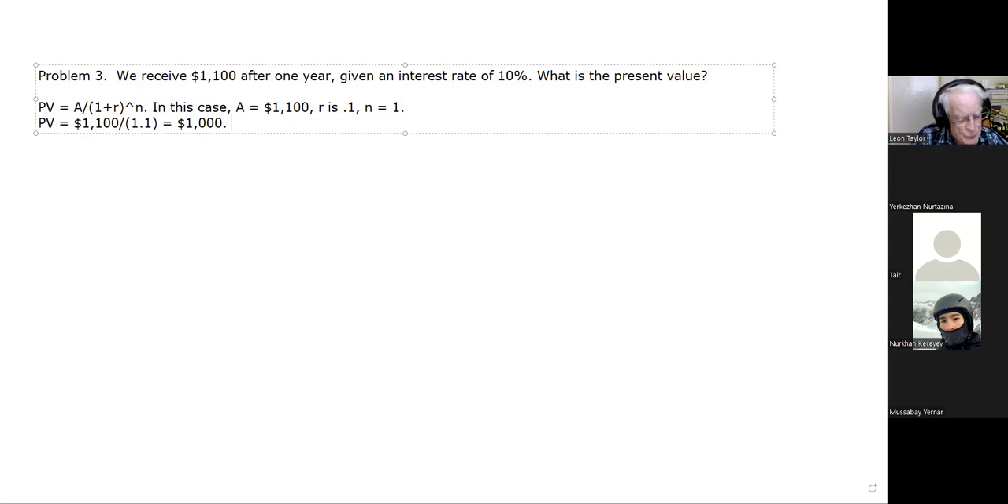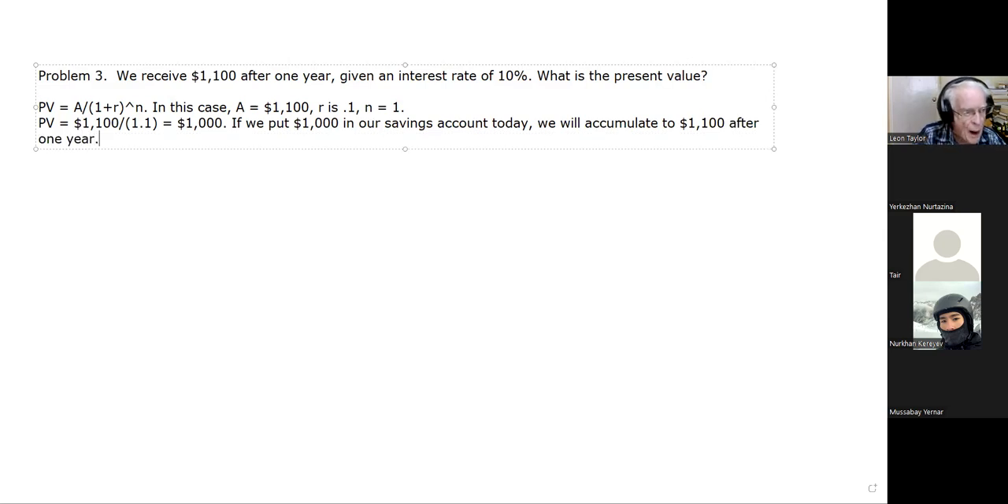So in other words, if you put $1,000 in a savings account today, you will accumulate $1,100 after 1 year. So $1,000 is the present value in the sense that with that money today, you can have $1,100 next year. It is the value today of the future payment.